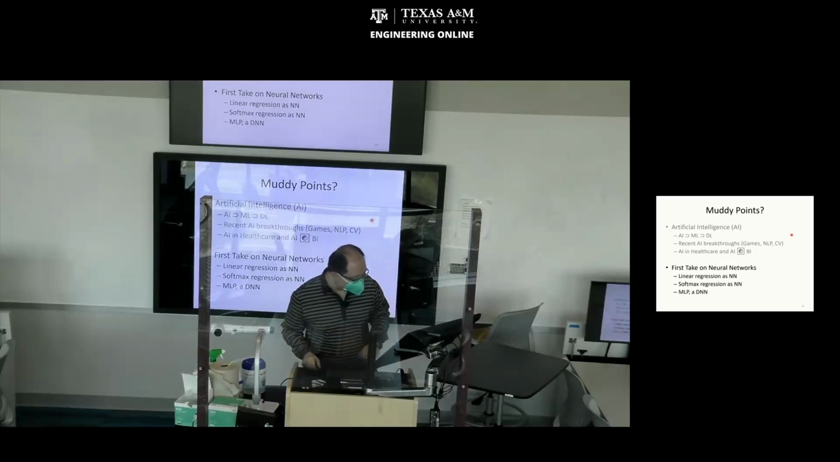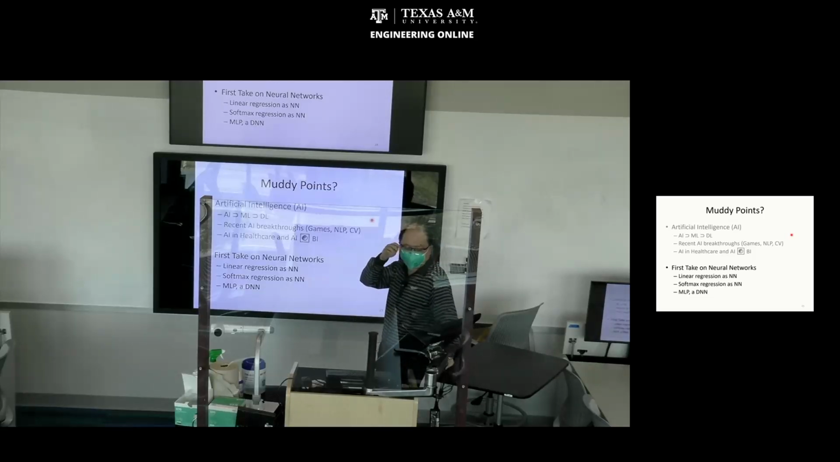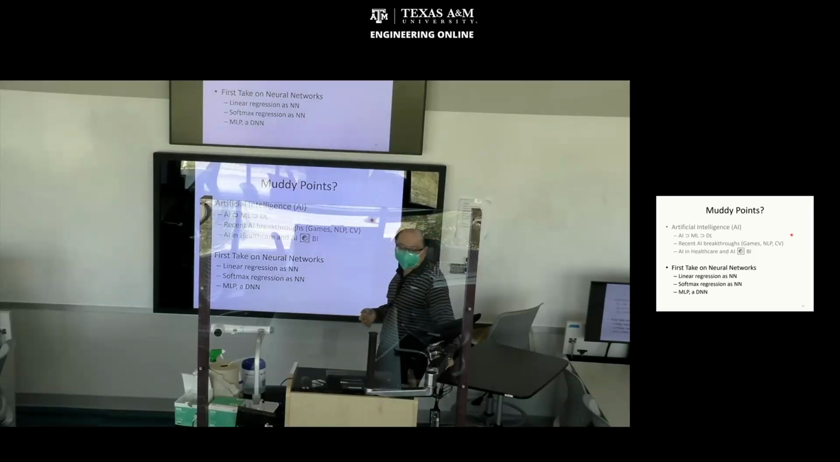Okay, so far, any questions? We talked about the first take on neural networks. We talked about the basic concepts, neurons, layers, activation functions, as well as some special cases, like linear regression, softmax regression or multinomial logistic regression, as well as MLP. We also said that support vector machines are also equivalent to perceptrons. So MLP is a mixture of SVMs.